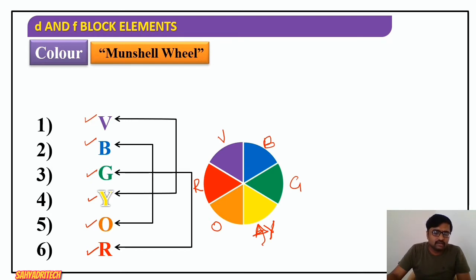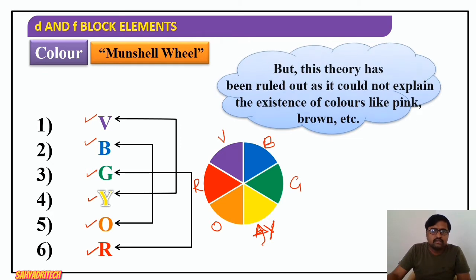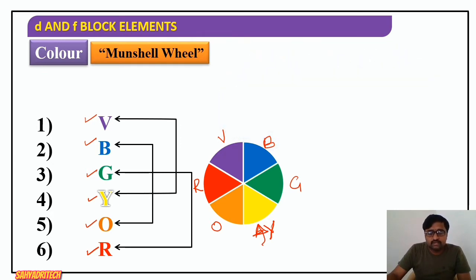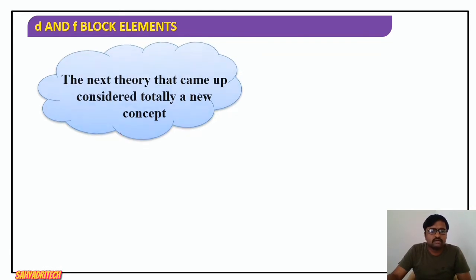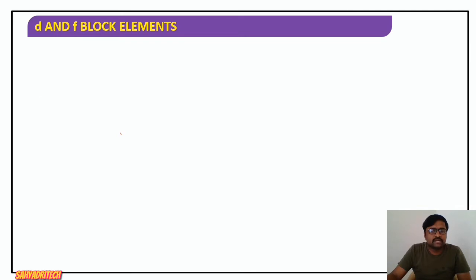But so this theory is also going to fail because it's not going to consider a color like pink. Yes or no? A pink color exists. So a new concept, or I can say a new theory, is developed. The next theory that came up considered a totally new concept. What does that new concept say?